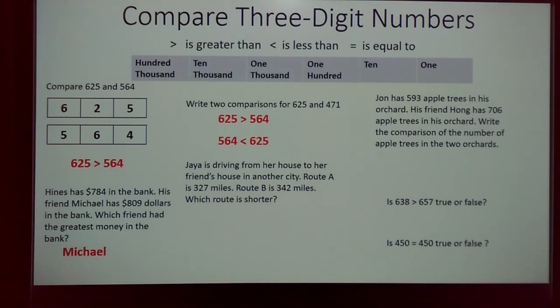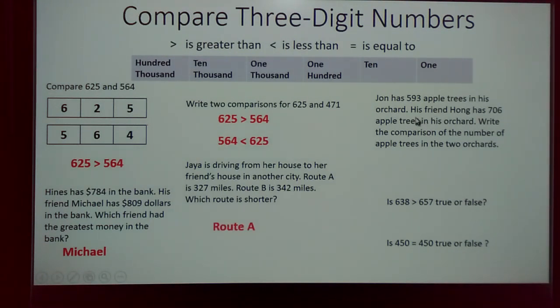Okay, now let's look at Jaya. She is driving from her house to her friend's house in another city. Route A is 327. Route B is 342. Which route is shorter? Well, let's look at the 2 numbers. Is 327 less than 342? Yes. So route A is shorter.